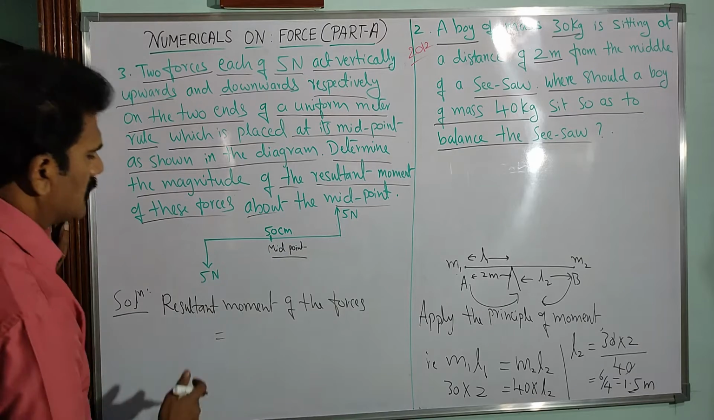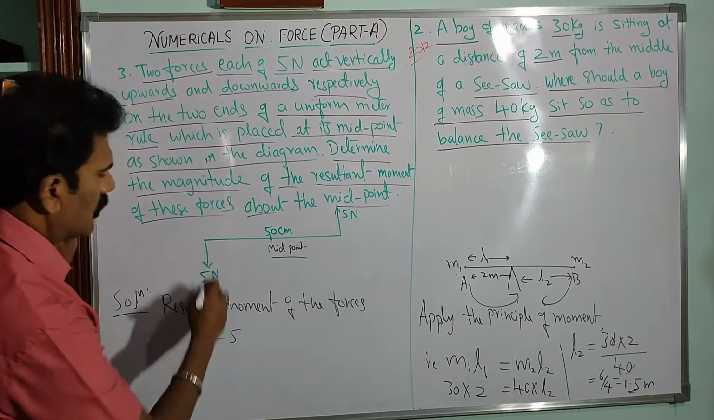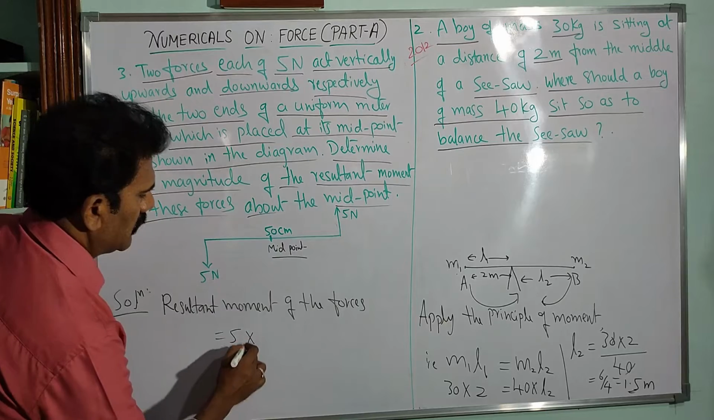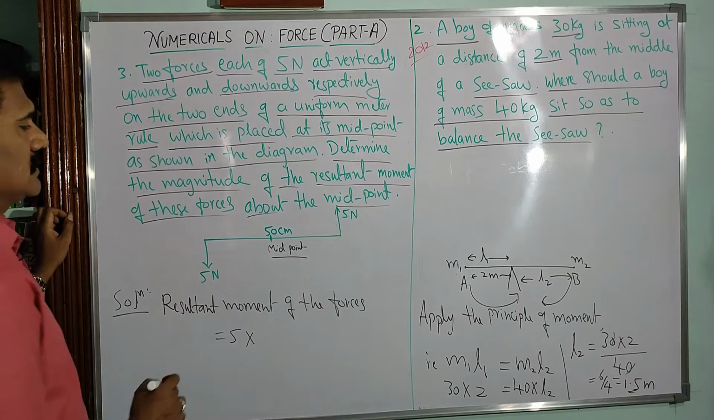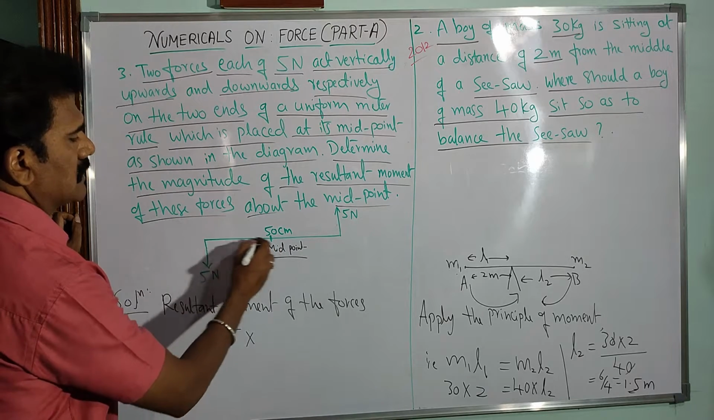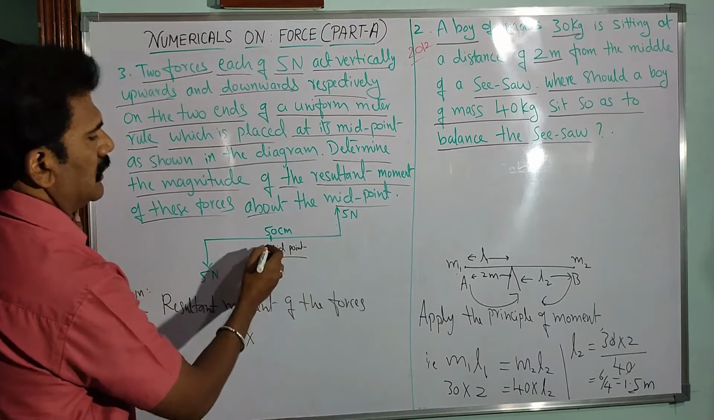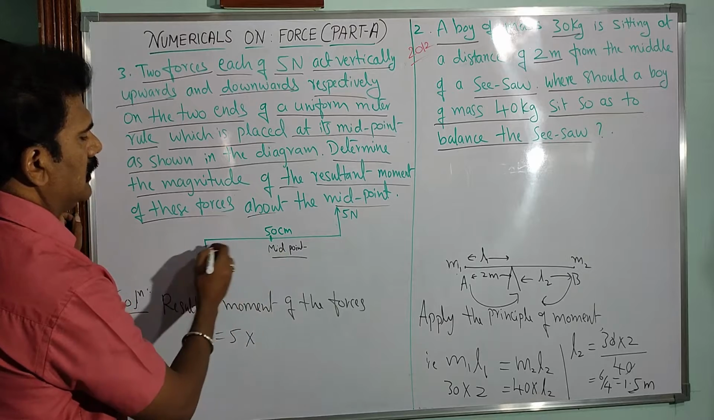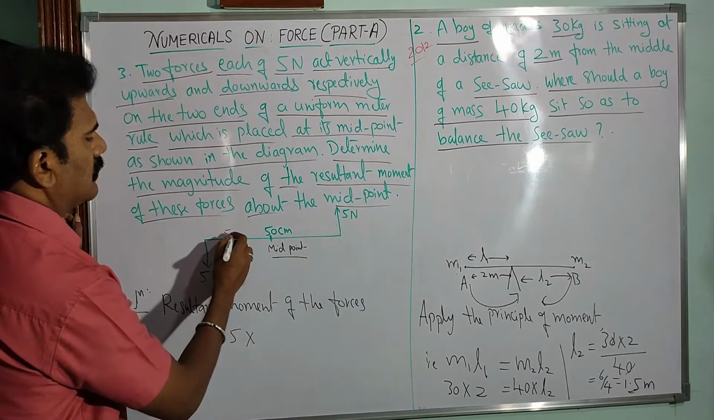Okay, so first let us take the downward force, 5 Newton, multiplied by the distance from the center to the force point. So what is the distance? If it is a meter scale and this is the midpoint, we can say that on both sides we have 50 centimeter each.